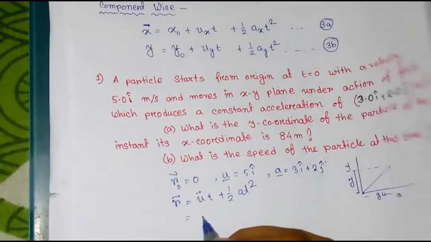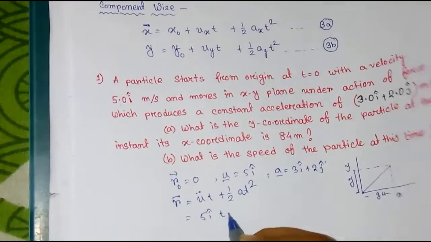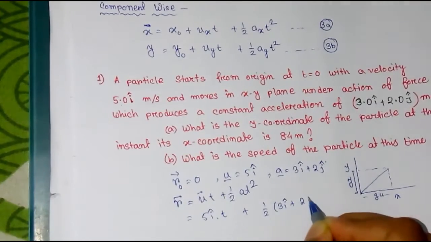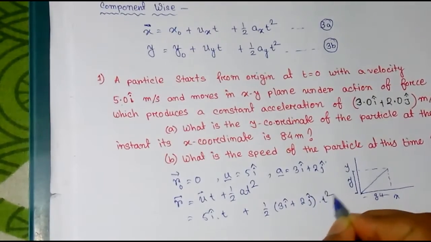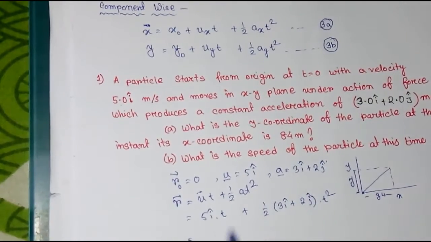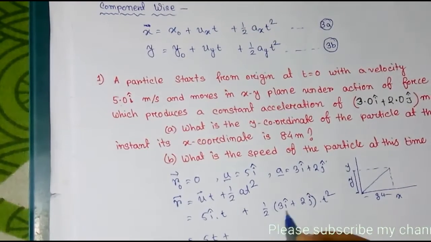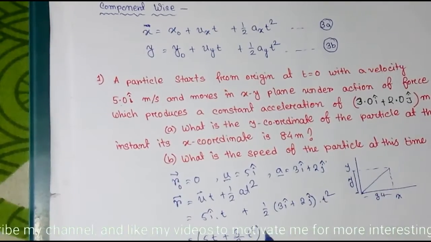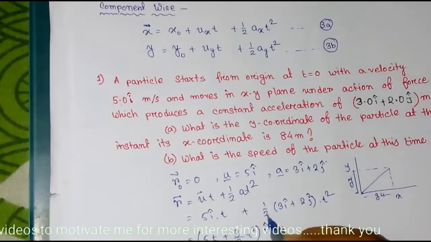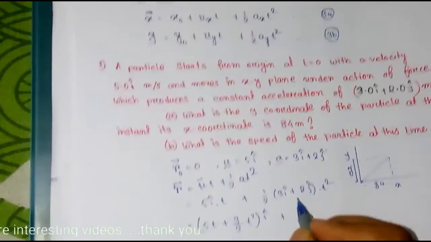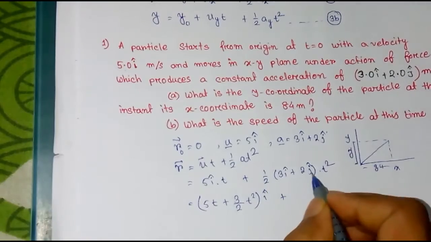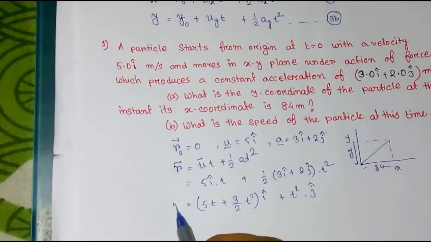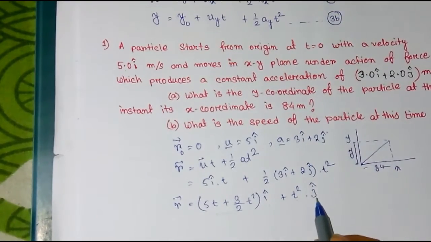You get 5 i hat into t, plus half into (3 i hat plus 2 j hat) into t square. Now if you separate the i and j unit vectors, you will get (5t plus 3 by 2 into t square) i hat, right? And there is no j component from the initial velocity, so 2 into half is 1, and t square j hat. R vector is this one i hat and this one j hat.